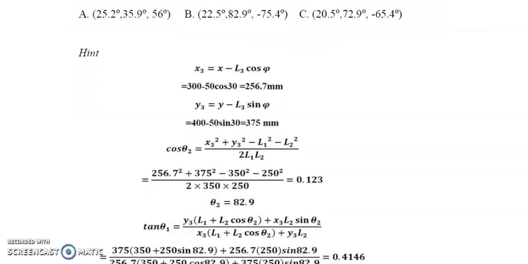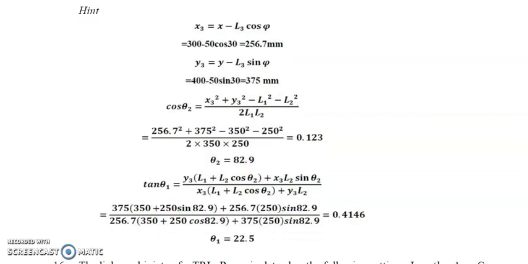So 256.7 square plus 375 square, these two values we already found, minus 350 square minus 250 square, divided by 2 into 350 into 250, that is equal to 0.123. So theta 2 is equal to 82.9.